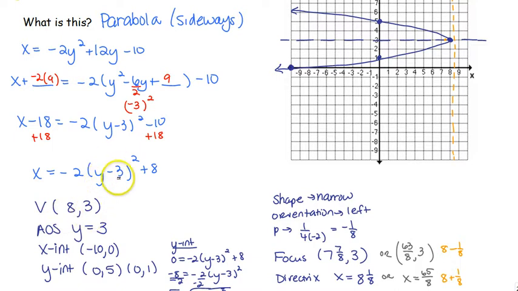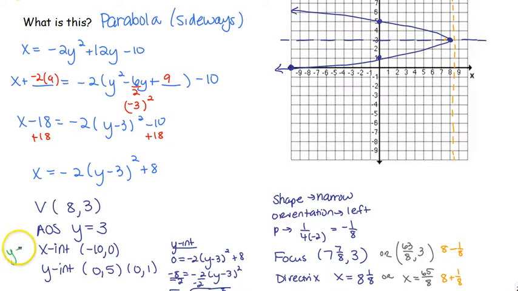Since this is sideways, the y is on the inside, so that negative 3 is a positive 3 out there, and the outside number is the x. So be careful that you didn't switch those two numbers. Since we have a sideways parabola, that axis of symmetry, that line cutting our parabola in half, is going to be a horizontal line, so y equals 3.